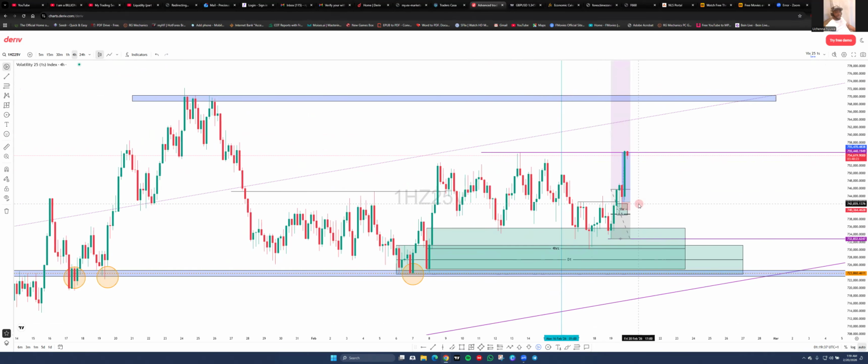Okay, let's get into it. On the 4 hours, I drew my 4 hours order block. This is the middle line of the 4 hours order block, and this is the middle line of the daily order block. The daily order block has its edge here, this top one, and the 4 hours order block is here as well.